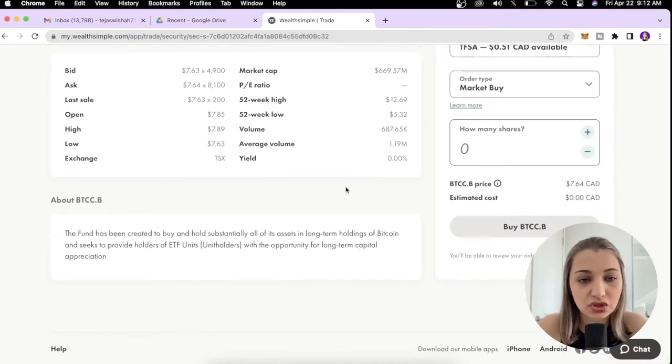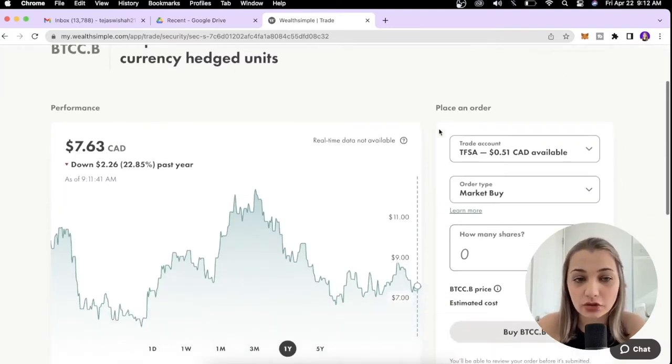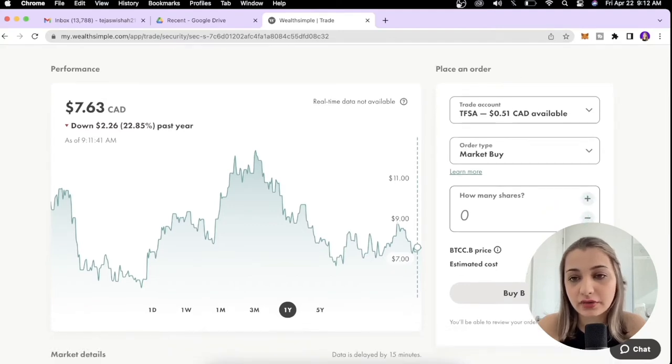So everything is mentioned over here, and this fund has been created to buy and hold substantially all of its assets in long-term holdings of Bitcoin, and seeks to provide holders of ETF units with the opportunity for long-term capital appreciation. You can also click over here if you want to add this ETF to your watch list and see how the price performs. And over here, we're going to place an order.